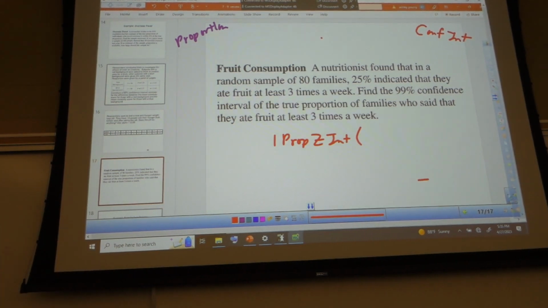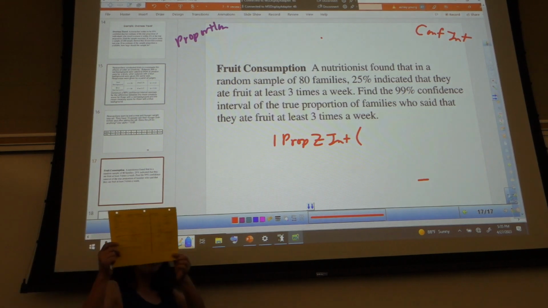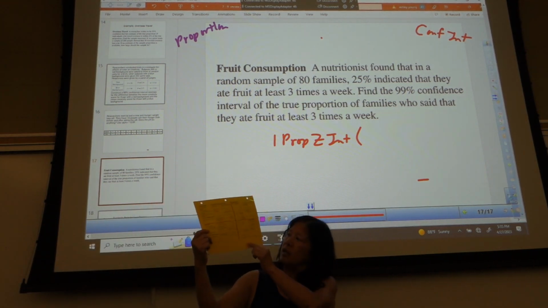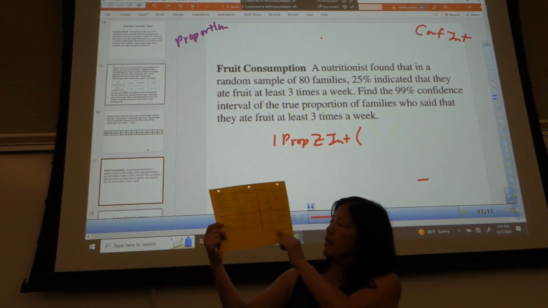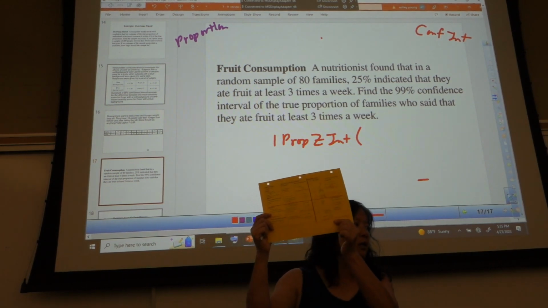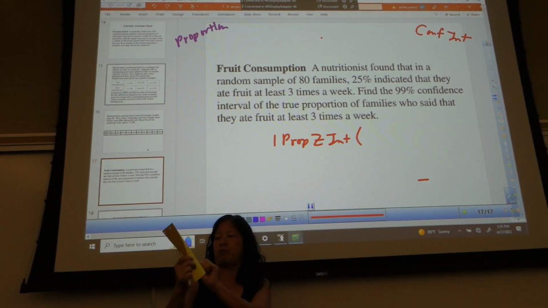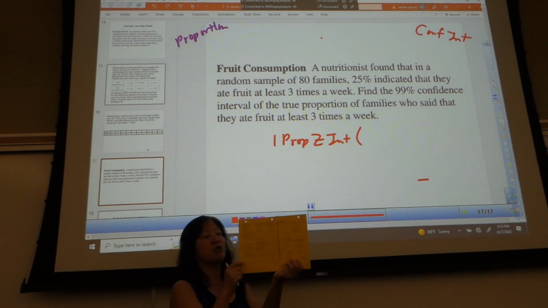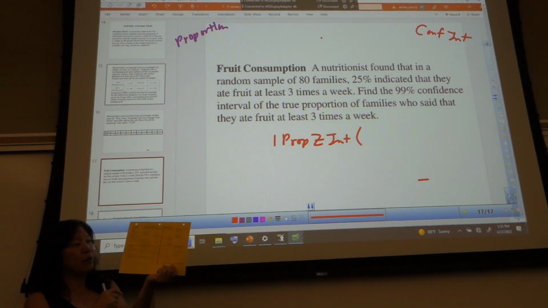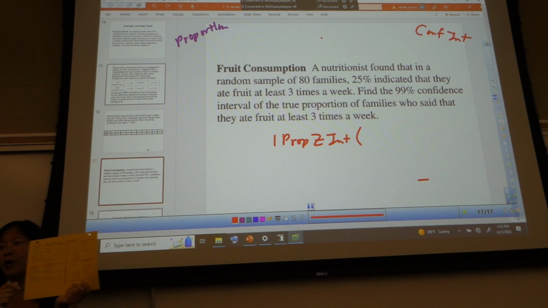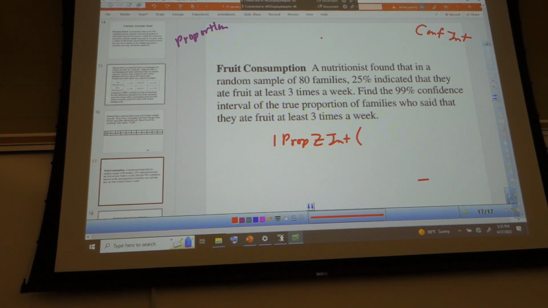On your yellow sheet, at the very bottom corner back here, it talks about if x is not given, use x equals n times p and round to the nearest whole number. You don't round up, you round to the nearest whole number. So you round correctly for this one. So my x is equal to np.